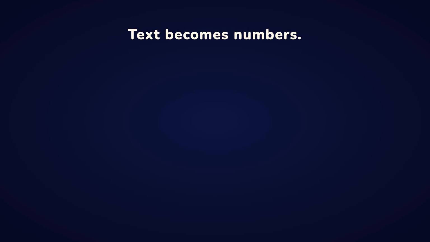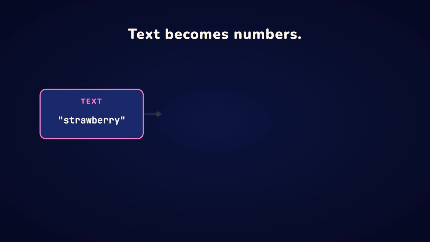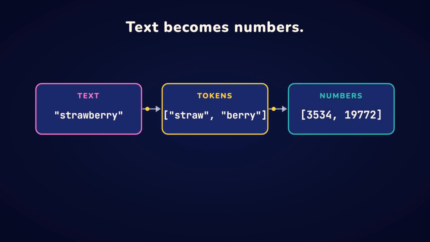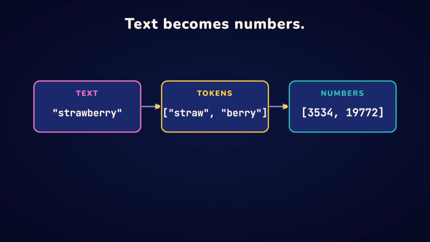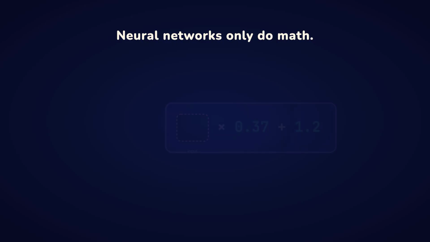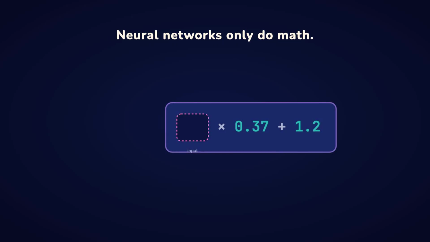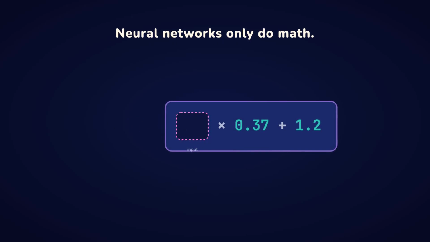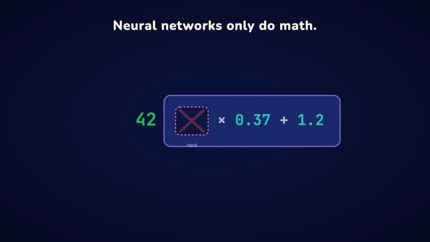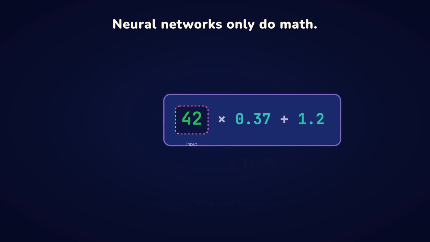numbers. Large language models don't actually read text, they process numbers. So, long sequences of integers. The text you type is just like an interface for humans. Every neural network is a giant pile of multiplications and additions. You cannot simply multiply the letter A. So, before anything else happens, every piece of text must become a number.